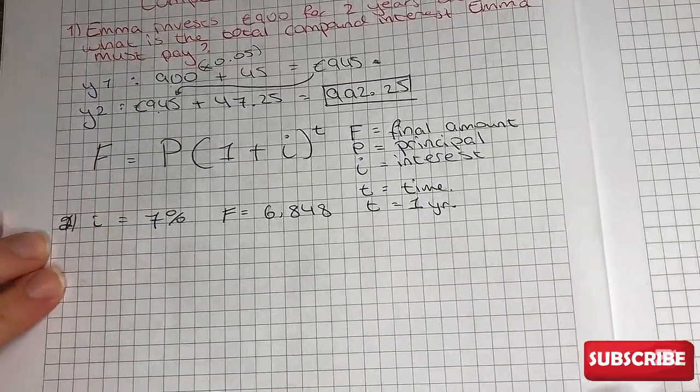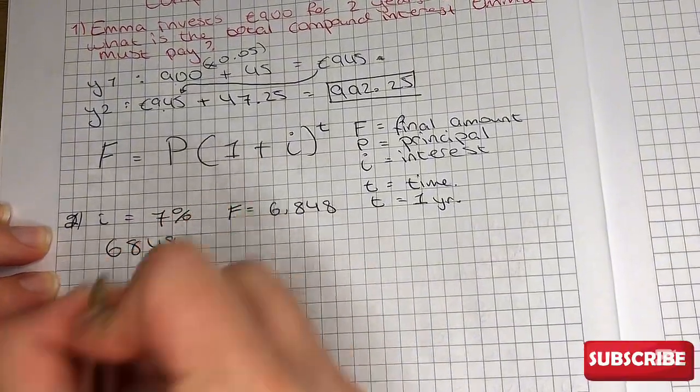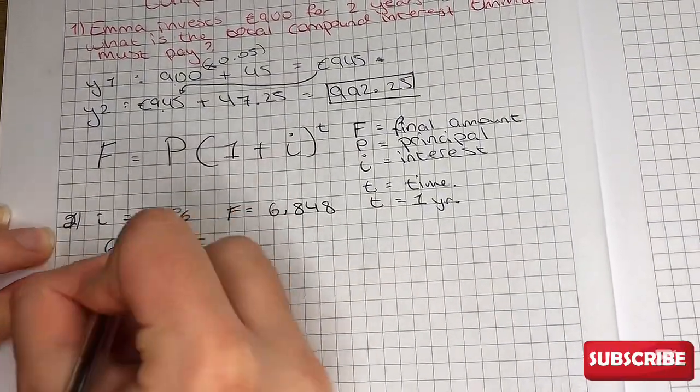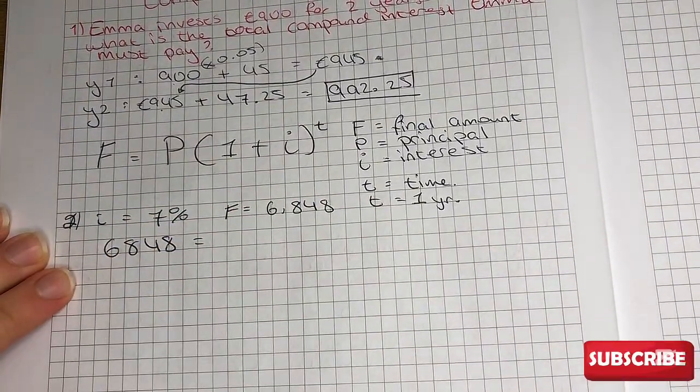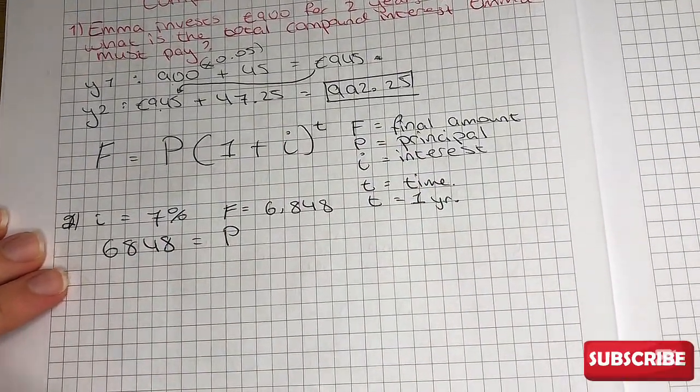So what is F? F is 6,848. So the final amount is equal to the principal. We don't know what the principal is, so we're just going to leave that as P. We're going to leave it as it is.